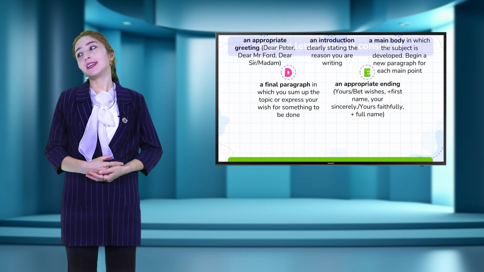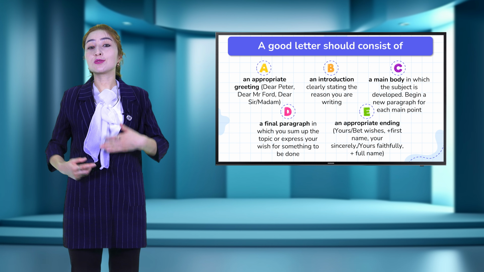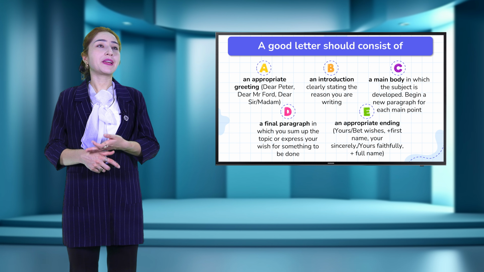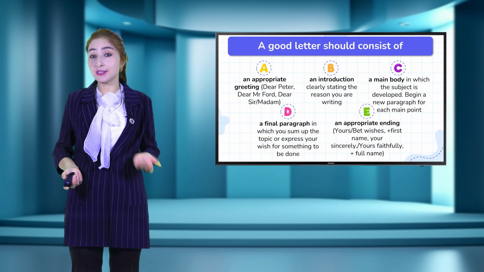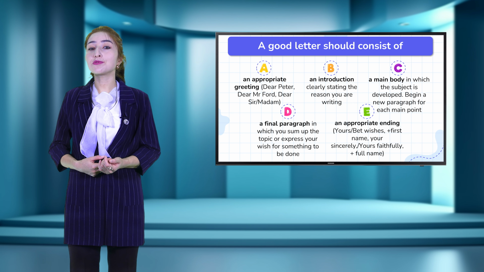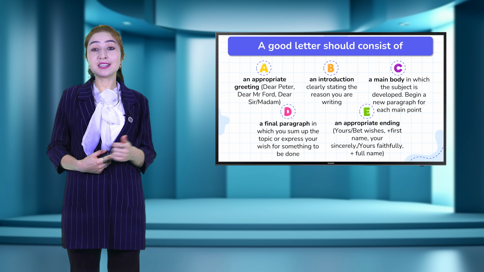Okay. So here also I would like to tell you some information about a good letter, what a good letter should consist of. For example, the first thing is an appropriate greeting. Any good letter should have an appropriate greeting, such as dear Peter, dear Mr. Ford, dear sir, or dear madam. Also, after the appropriate greeting, you have to write an introduction. In the introduction, you must clearly state the reason you are writing.